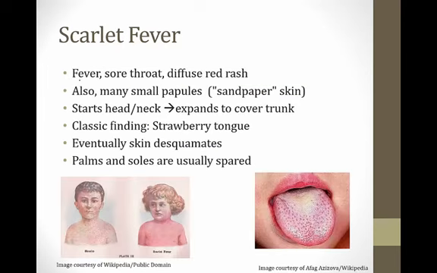Scarlet fever begins with fever and a sore throat, typical strep pharyngitis symptoms, and then it's followed by a diffuse red rash. The rash typically has many small papules, so it's described as sandpaper skin. It starts in the head and neck and then it expands to cover the trunk.